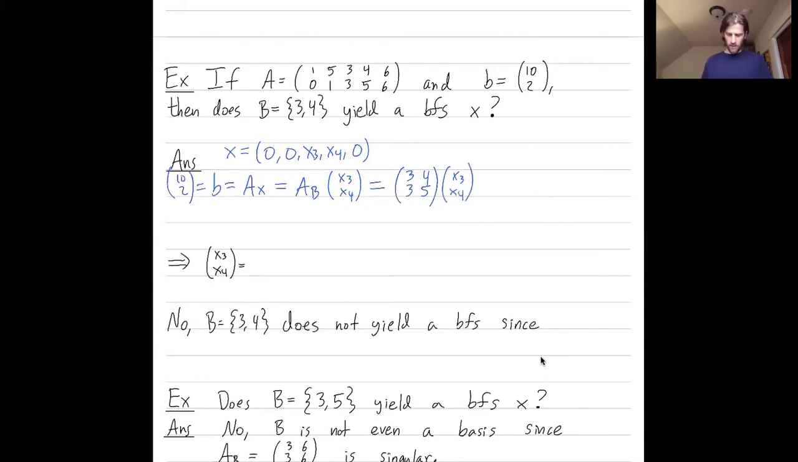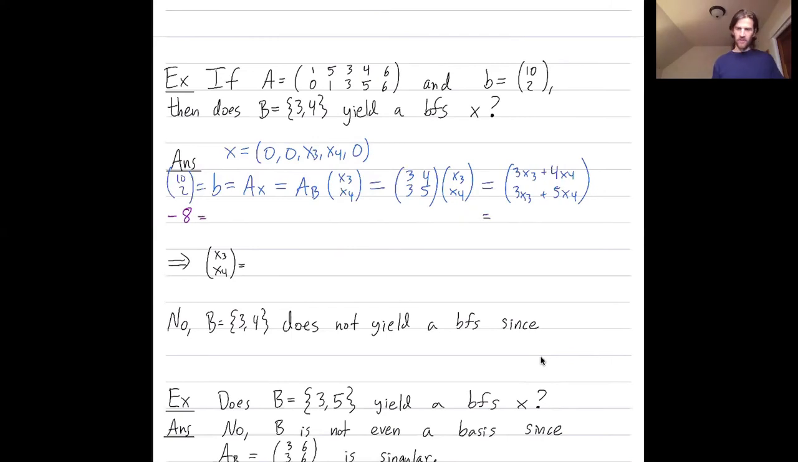All right, let's multiply this out. This gives me the vector 3x3 plus 4x4 and 3x3 plus 5x4. So since AB is invertible, one way you could solve for x3 and x4 is just multiply by the inverse of AB on both sides. But okay, this is not a very hard system of 2 equations to solve. If I had to solve this, I would take the 2nd row and subtract the 1st row. And if I took the 2nd row and then subtracted the 1st row, I would get 2 minus 10, which is -8.